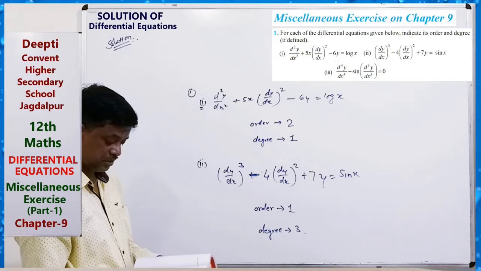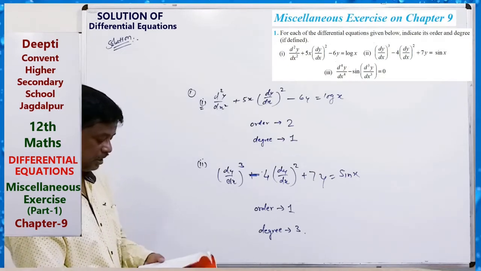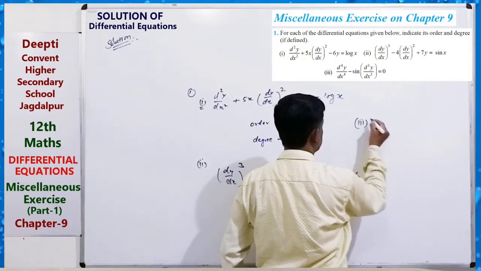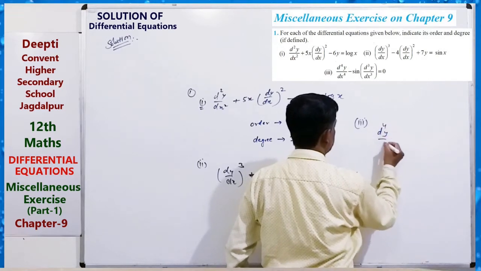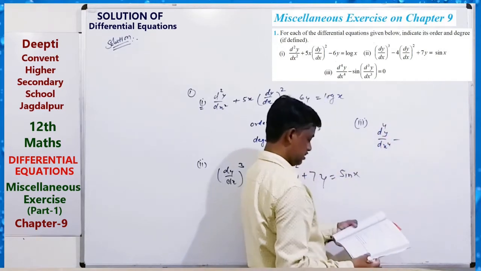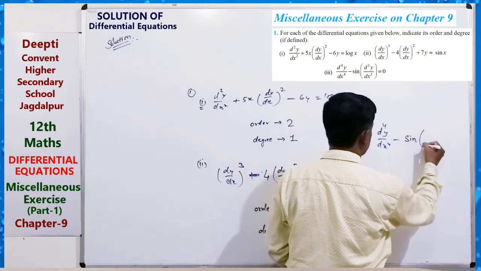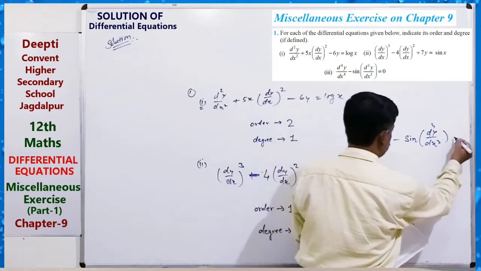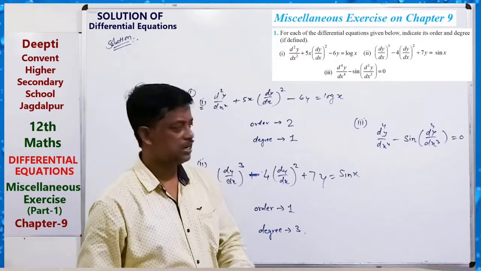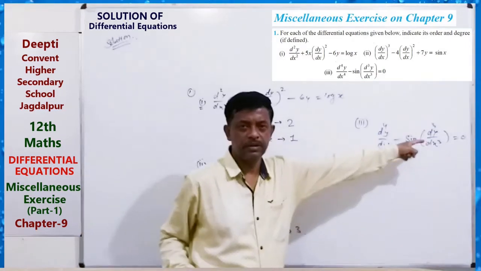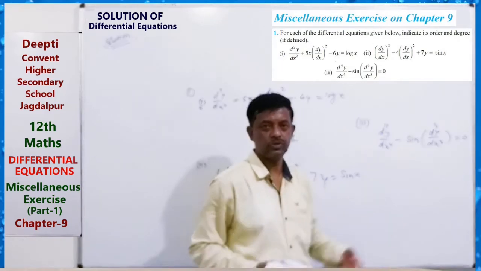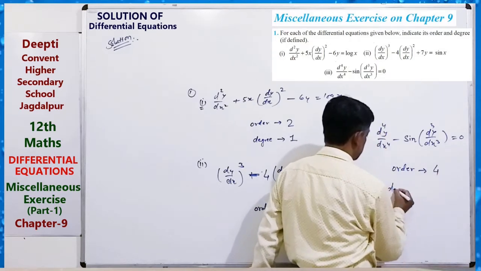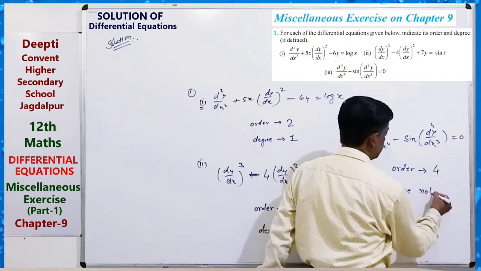And the third question is d4y upon dx4 minus sin (d3y upon dx3) equals 0. Here we see the fourth order derivative, and the third order derivative is also present. So the highest order derivative is 4, so the order is 4. Degree is not defined.